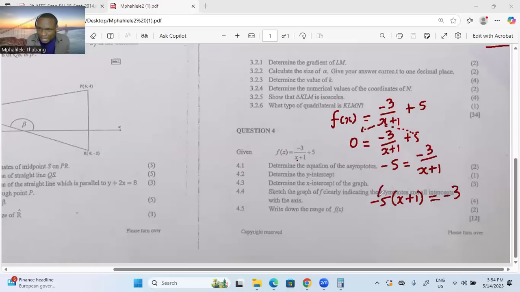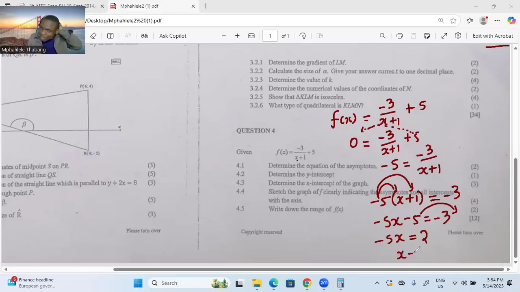So you've got minus 5x minus 5 equals negative 3. So you've got minus 5x equals, if you take minus 5 to this side, minus 3 plus 5, which is 2. x equals minus 2 over 5. So that is the x-intercept, which is minus 2 over 5.